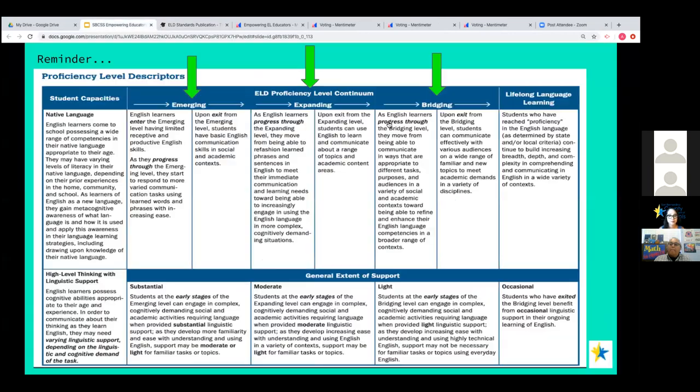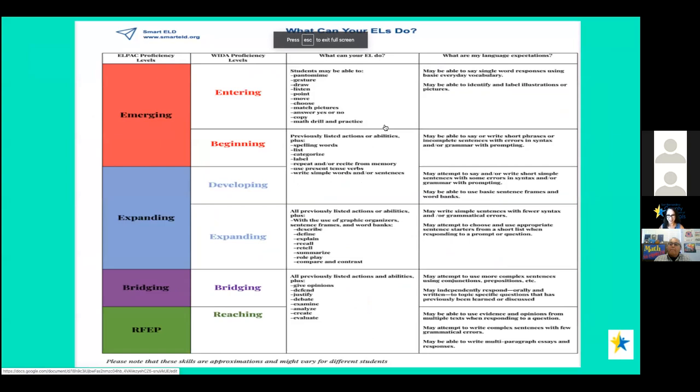And like I told you, the links are there for you to go into whatever we put on screen. The links are live. So if you touch on it, as Angelica demonstrated, you can go right to it. This is something that was created by teachers from smarteld.com. It helps you see what your ELs can do, and what my language expectations are for the ELs at those proficiency levels. And again, the second column there, WIDA, Angelica was explaining to me the other day.